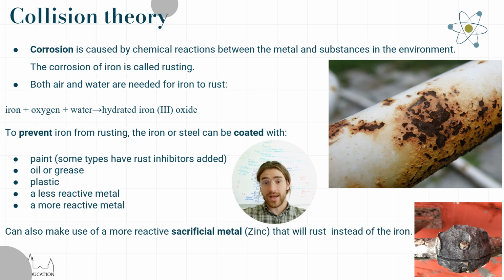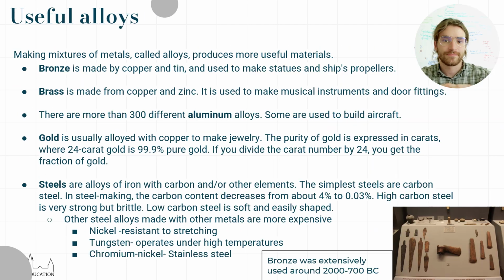Now when we talk about this more reactive metal, what we're talking about is sacrificial metal. This is metal that is more reactive than the metal we care about, and therefore it's going to be the one that oxidizes and rusts instead of the metal we don't want rusting. A lot of the times you can see this at the bottom of ships and anywhere where there's going to be constant exposure to oxygen and water, but it can't be coated in something else. We'll then use the sacrificial metal. Sacrificial metal obviously has to be replaced or cleaned then.